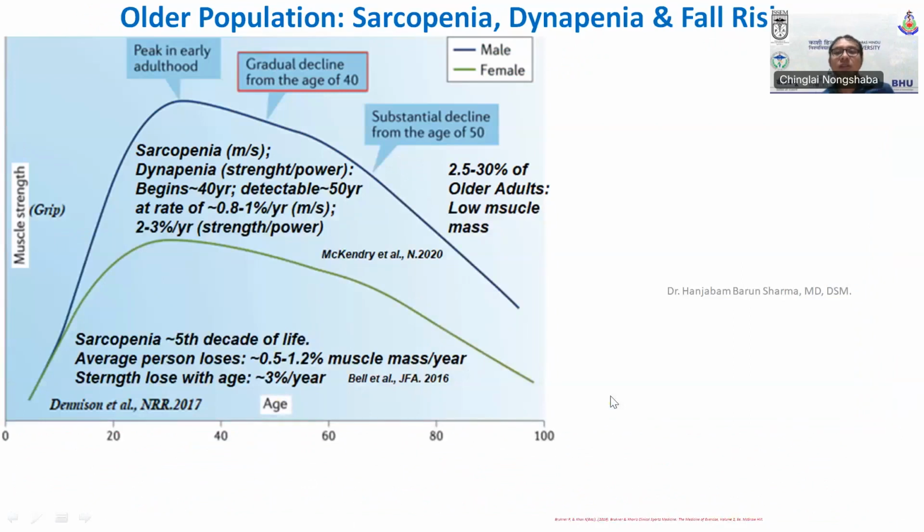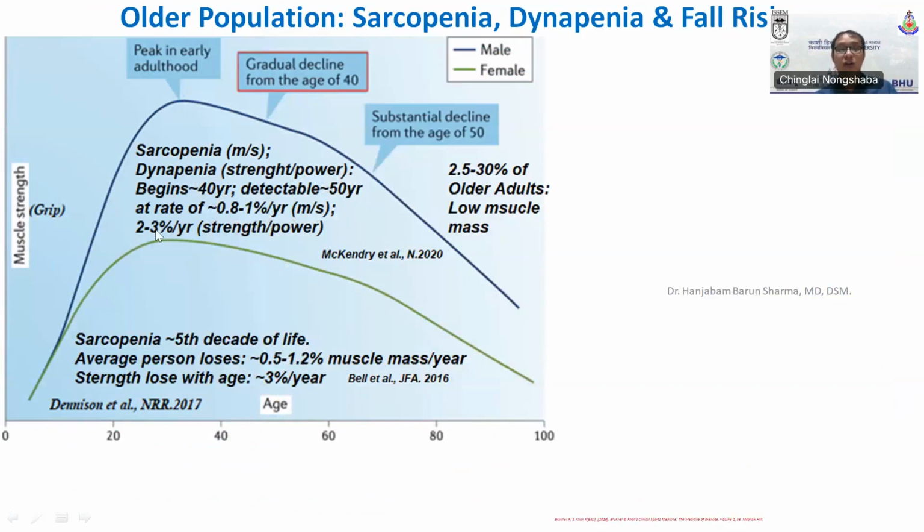Going ahead with the muscle also, there is loss in muscle and muscle strength. This is the male graph, this is the female graph, and this is known as sarcopenia and dynapenia. Sarcopenia is a loss of muscle mass, and dynapenia is the loss of strength and power. It generally begins around 40 years, detectable around 50 years. The rate can be 0.8 to 1% per year of muscle, or 0.5 to 1.2% per year.